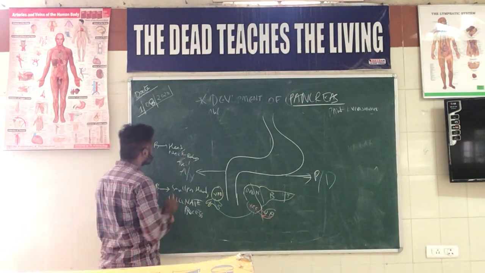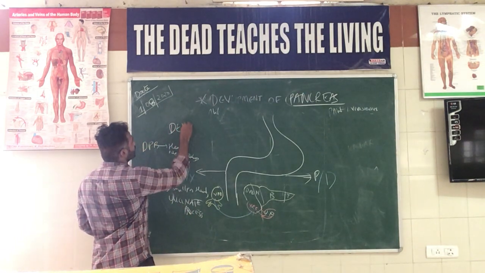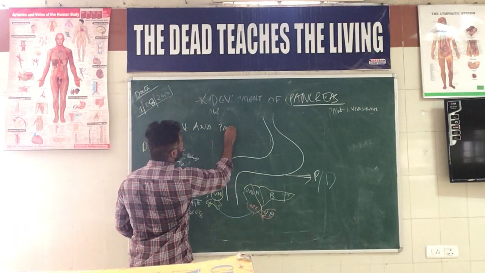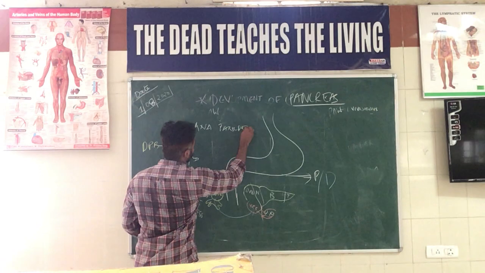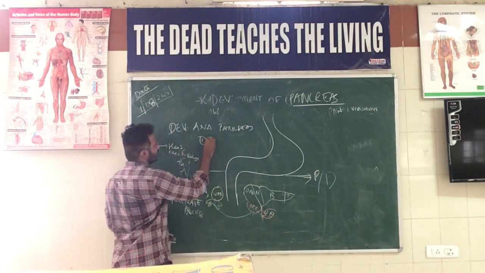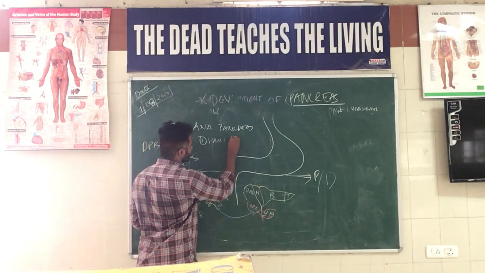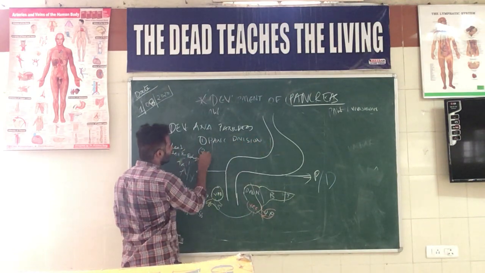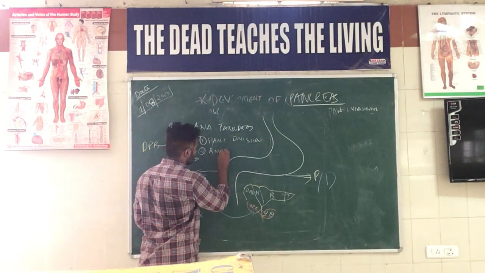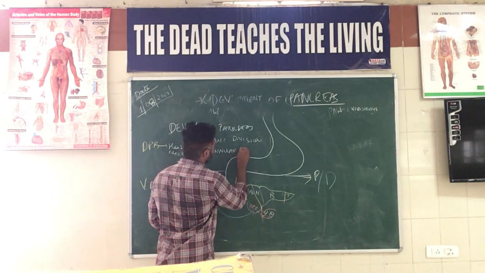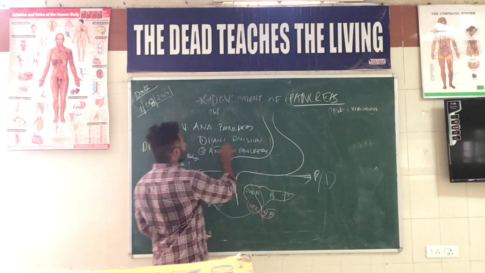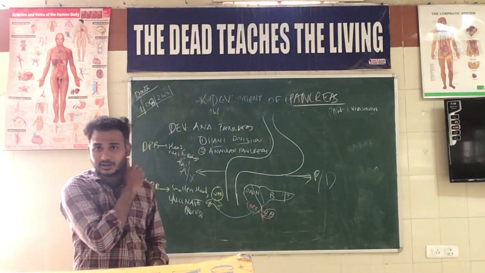Developmental anomalies of the pancreas. We will be discussing only two important things. One is called pancreas divisum, another thing is annular pancreas. Annular pancreas. Pancreas divisum. What is pancreas divisum?